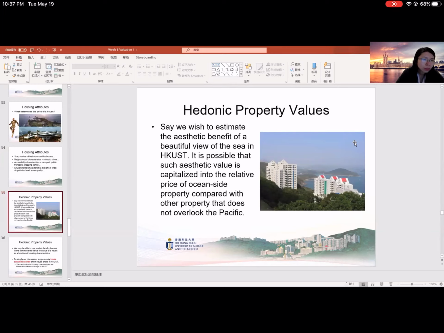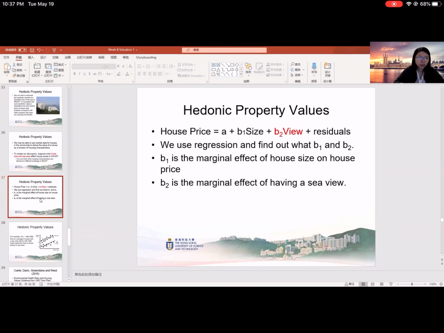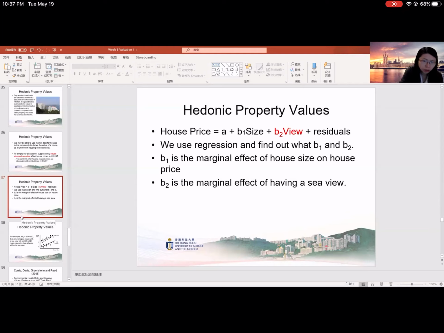So suppose we want to estimate the amenity benefit of the sea view in HKD. Suppose the houses are for sale. The ideal thought experiment is we just find two apartments, one with a view to the sea and one without. The other attributes should be the same: they're in the same block, with the same number of rooms, same number of bathrooms, same size. The only difference is one apartment has a view to the sea, the other doesn't, in a similar location, at the same height.